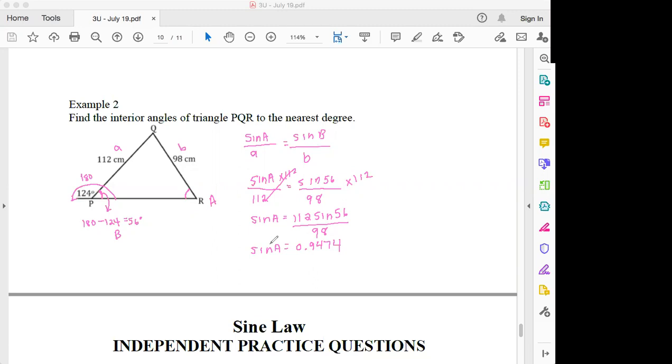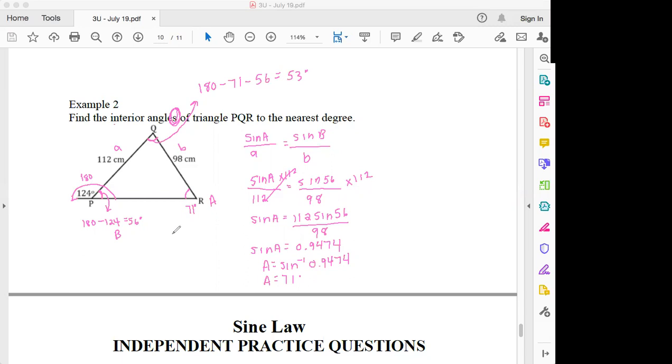If you punch that into the calculator, it gives us 0.9474. But we need to get rid of the sine, since we want our angle, so we do the inverse. Hopefully at this point you know how to do that in your calculator. Our angle there is 71 degrees. However, we need to know all the angles, there's an S there, that means all of them. This one is quite easy again because all angles inside a triangle add up to 180. So we do 180, subtract our 71, and subtract our 56, and that gives us 53 degrees.